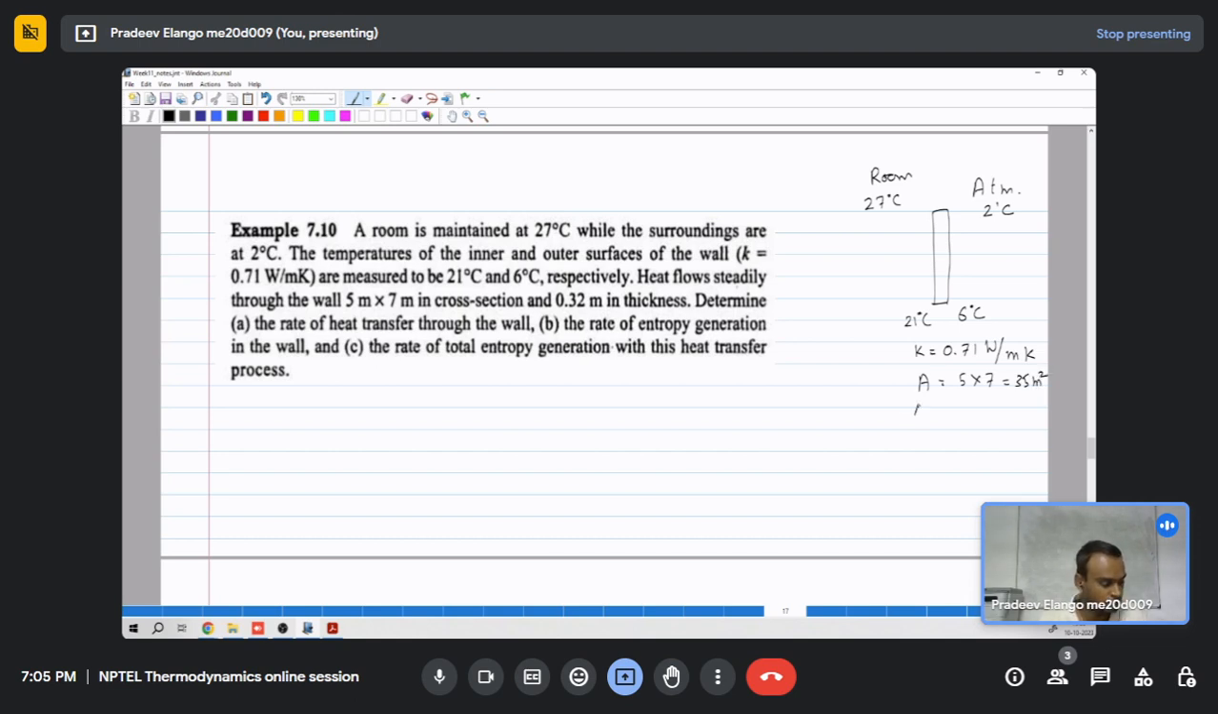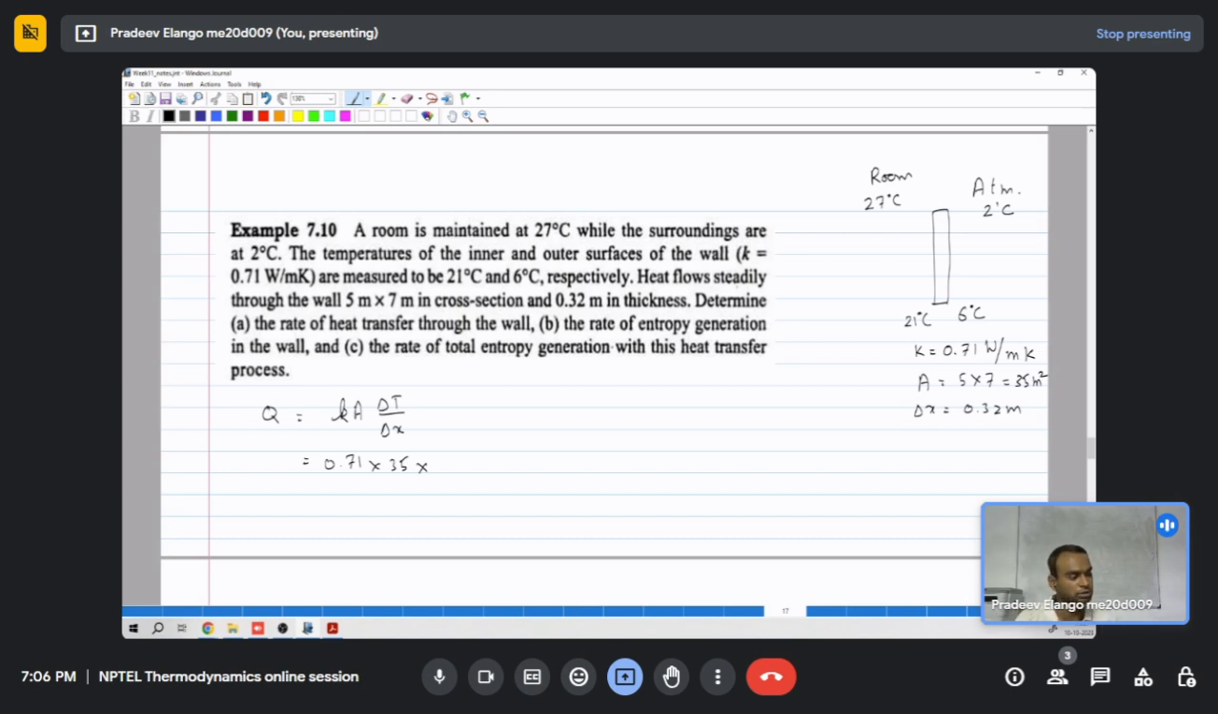And delta X, the thickness of the wall, is 0.32 meter. Now we need to find the rate of heat transfer through the wall. That is simple: Q is equal to minus KA delta T by delta X. So K is 0.71, the area of the cross section is 35, and delta T is the total heat transfer rate.